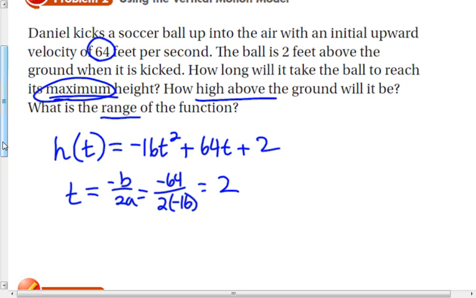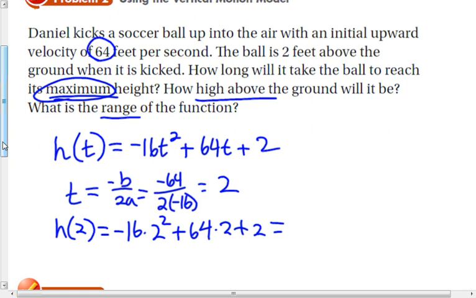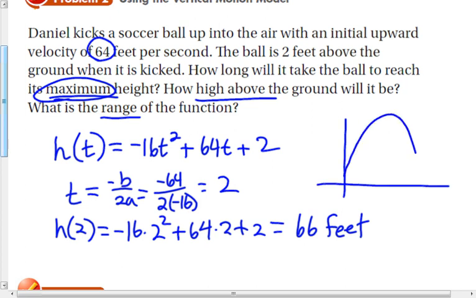We now know that it's at 2 seconds. So now that I know it's at 2 seconds, I can just substitute that in and find h of 2 seconds, which is negative 16 times 2 squared plus 64 times 2 plus 2, which is 66 feet. Now that's the maximum. So if you can imagine this on a graph, it starts at 2 feet, goes up to a maximum, and then it comes back down. Kind of looks like that. And that's at 2 seconds time when it reaches its maximum.